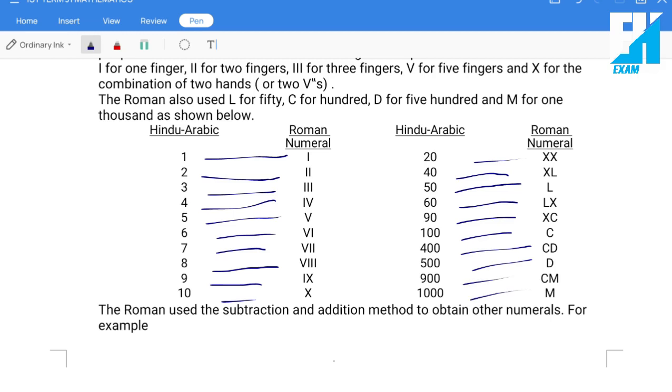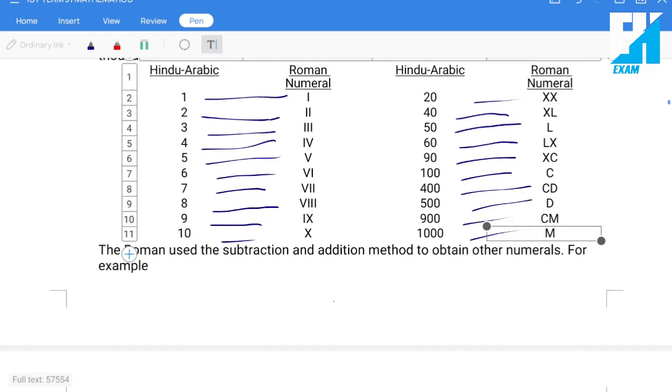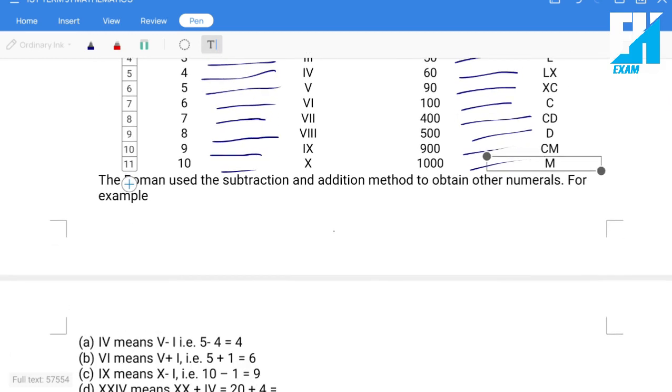These are very simple things, but one thing that I advise you is that you need to just master this. Know it at the back of your mind. It's one of those things we use in learning. And by the time you know this, there is no question they ask you that you will not be able to answer. The Romans used the subtraction and addition method to obtain other numerals.